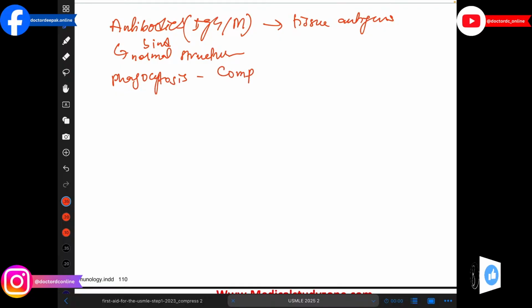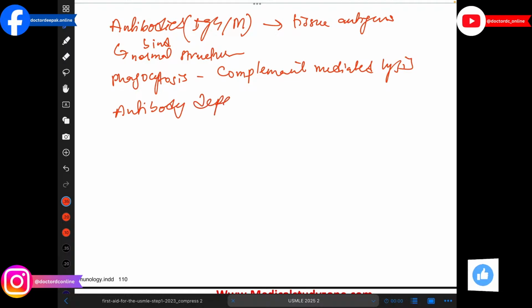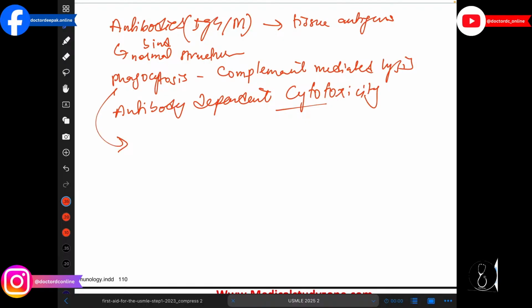Second, there will be complement mediated lysis, and third we have antibody dependent cytotoxicity. These are the three mechanisms for tissue and cell damage in type 2 hypersensitivity. In phagocytosis, there will be Fc receptors or C3b receptors on phagocytes.